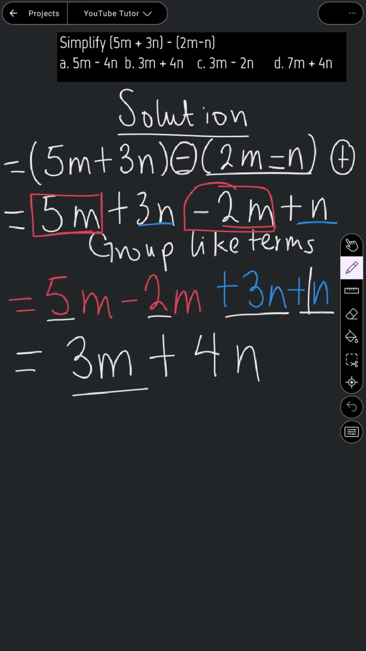So that's our answer. When we look through it, we can see it matches the answer they gave us in B. So that is the correct answer for this question.